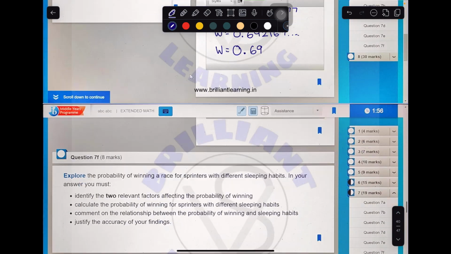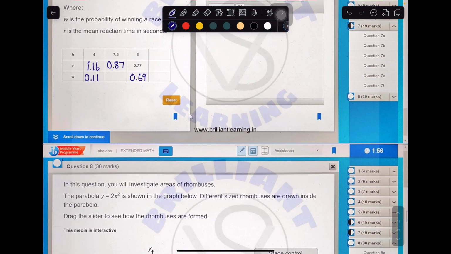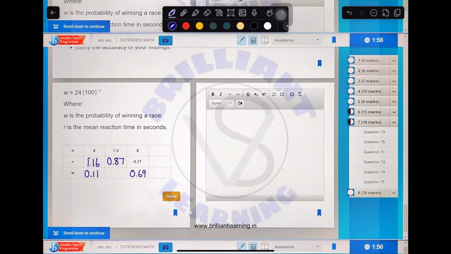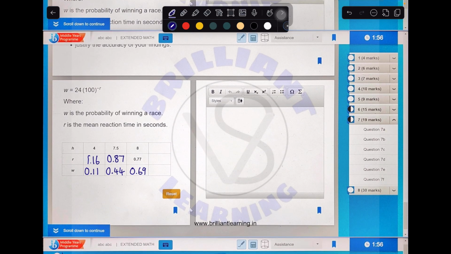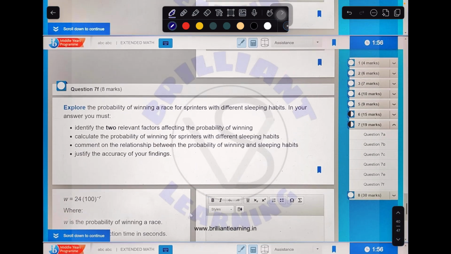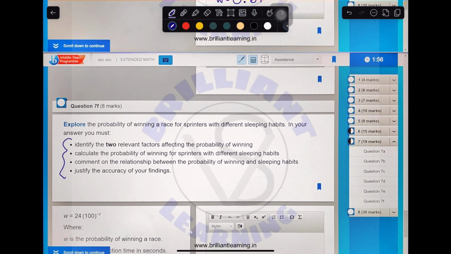What's that again? 69. Okay. And then I'm going to substitute our 0.87 in as well. So 24 to 100 to the power of minus 0.87. Okay, 0.44 rounded to 2 decimal places. Okay, so that would be part of your answer. You do want to keep referring back to these things that it wants you to do.